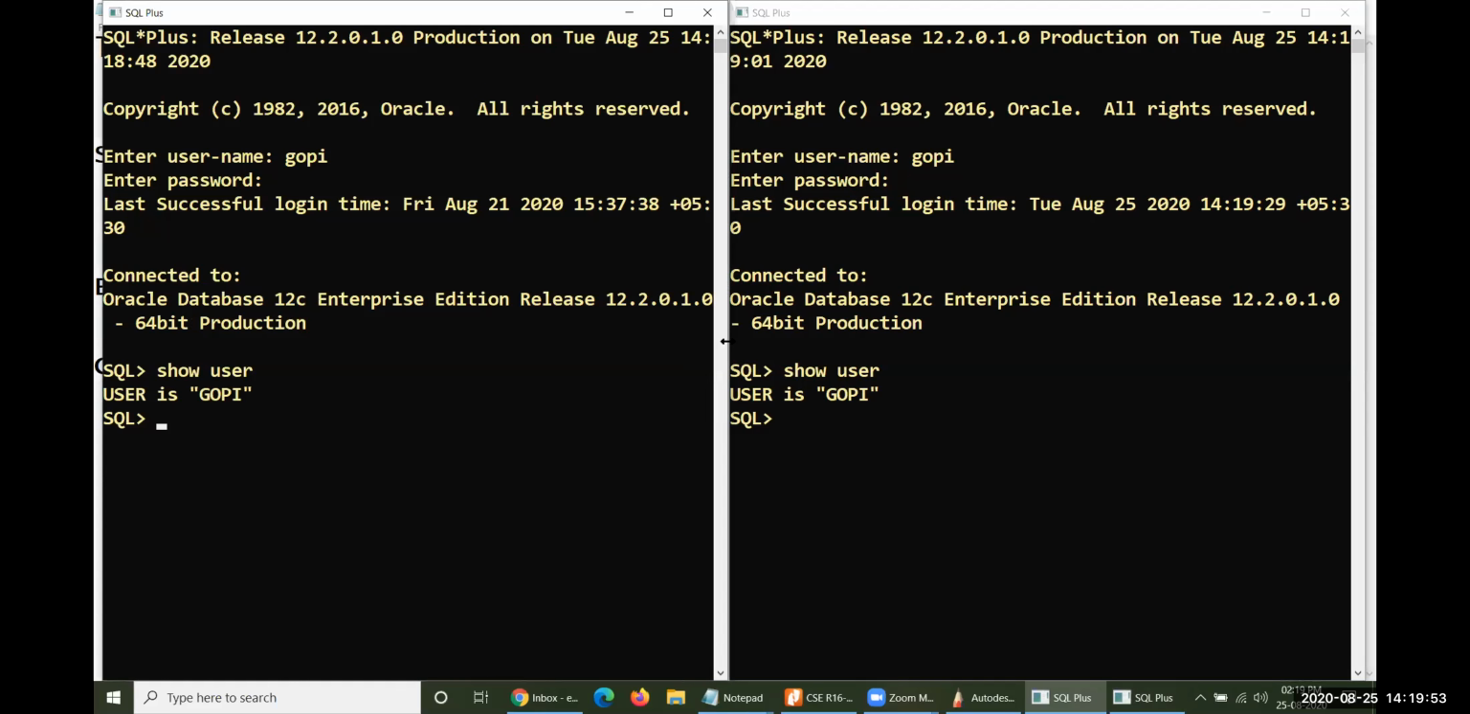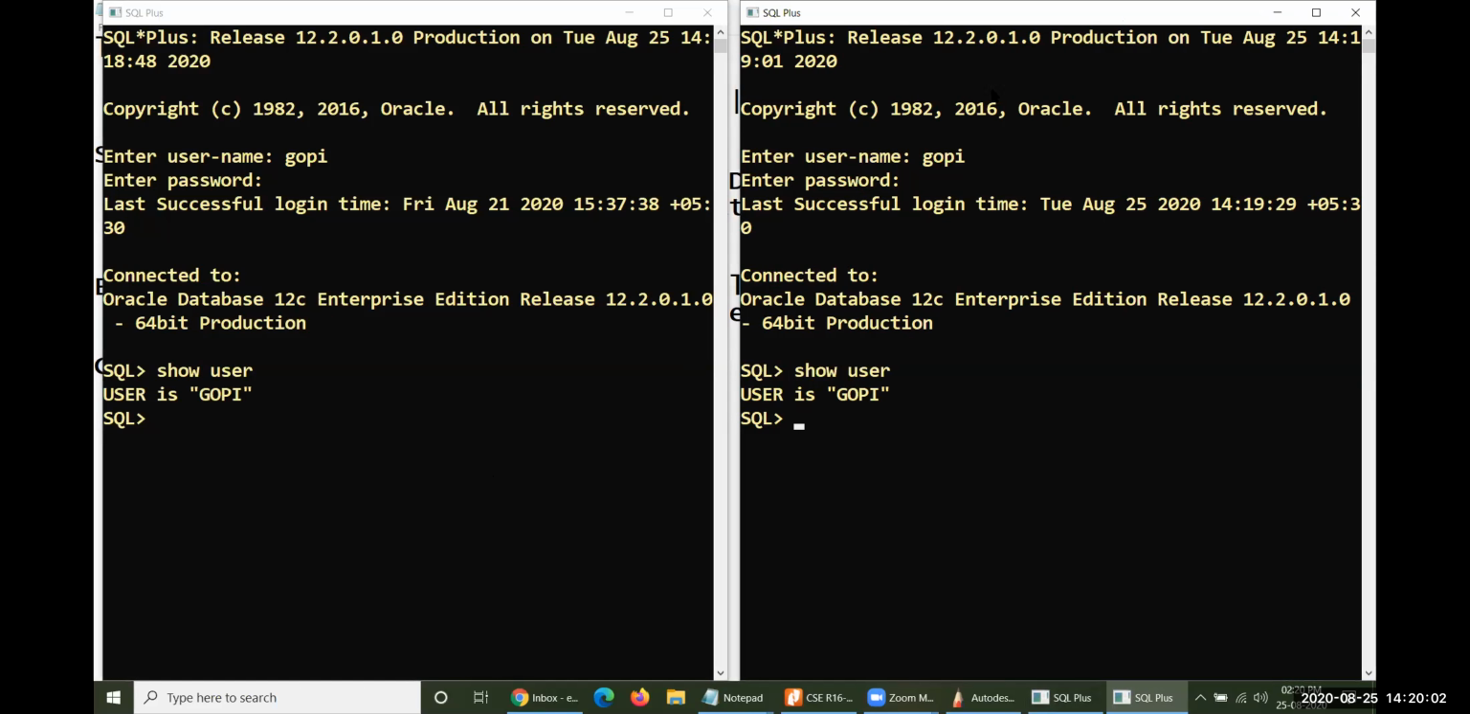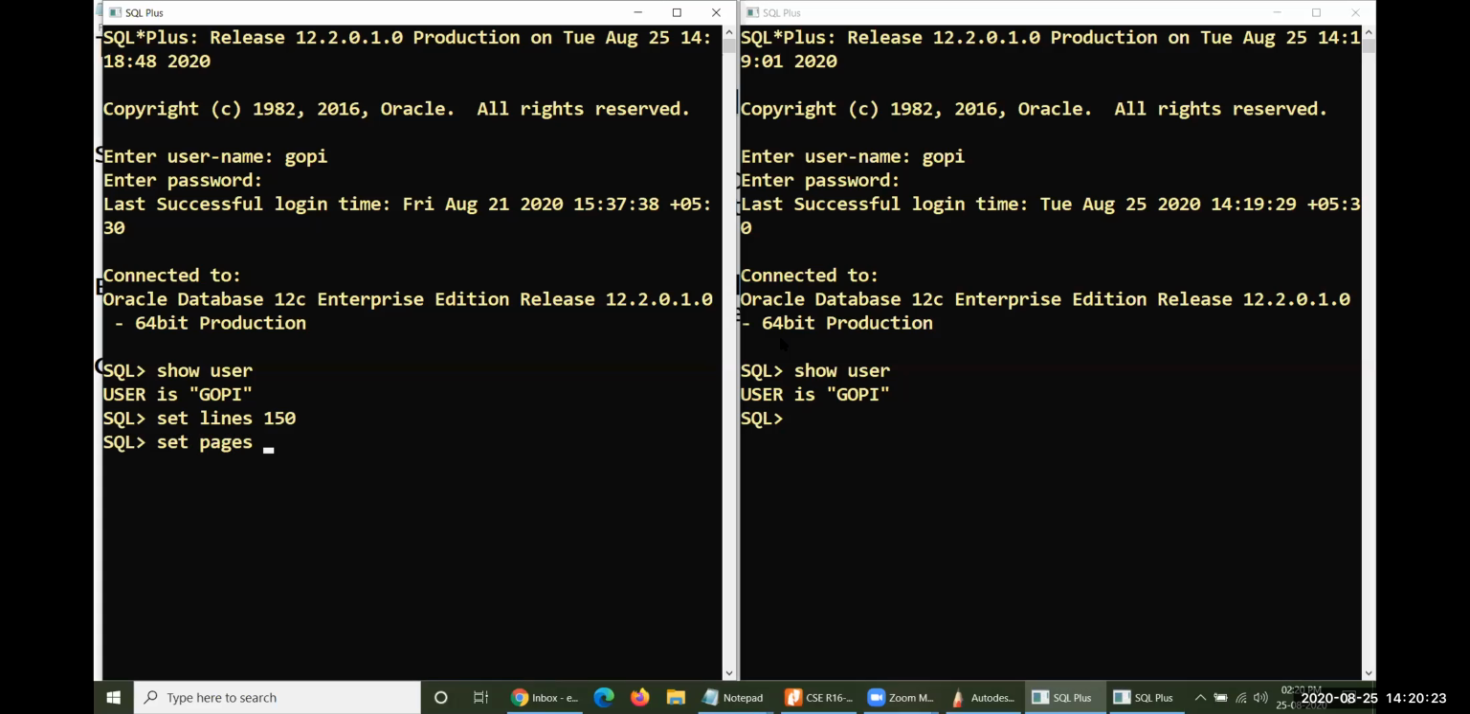Now these two people want to operate some operations on EMP. If you want to book a ticket, the table, whatever database you are trying to activate, that database will be common. So a common database might be shared among many people, and the user is also common over there. Okay, now let me set lines 150 set pages 50. Here also lines 150 set pages 50.